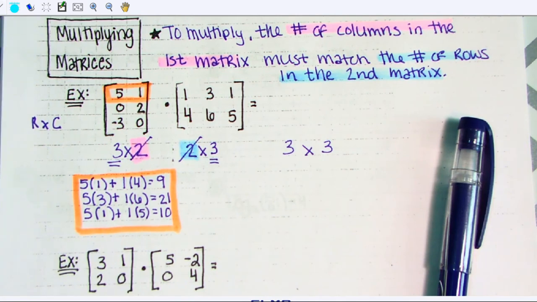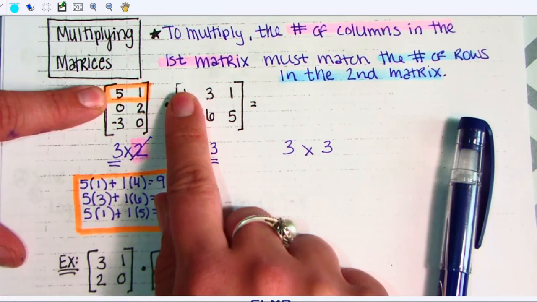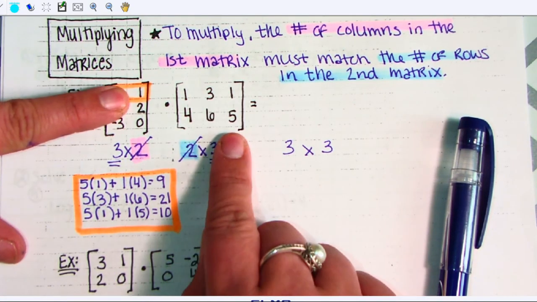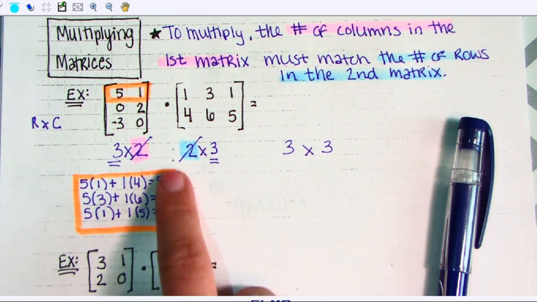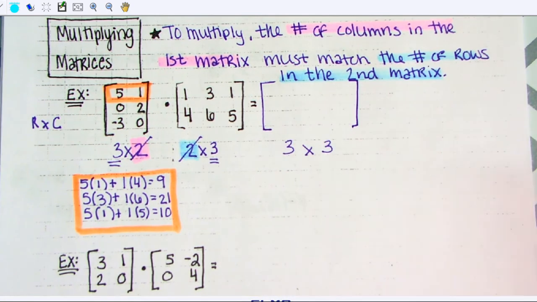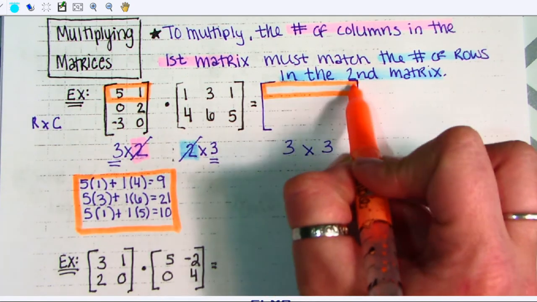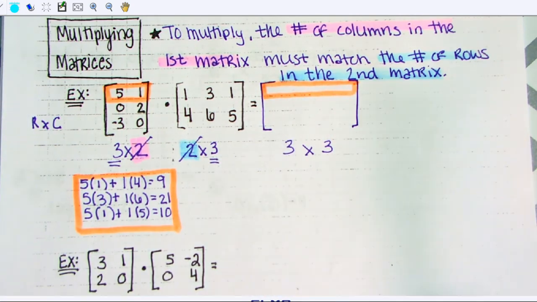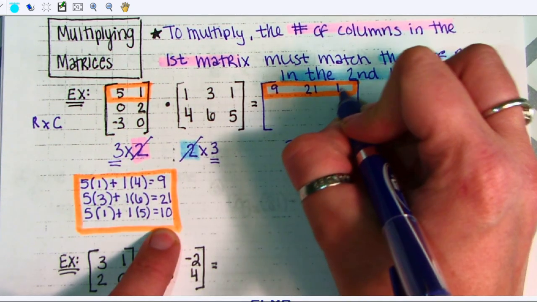Multiplication is tricky. The reason that the number of columns has to match the number of rows right here is so that this process can happen evenly. If the numbers are mismatched, you don't have anything to multiply by. That's why it's not possible. The 3 numbers that you've come up with here are now the first row of answers. So those numbers become the new row in the order that you see them. So 9, 21 is in the middle, and 10 is at the end.